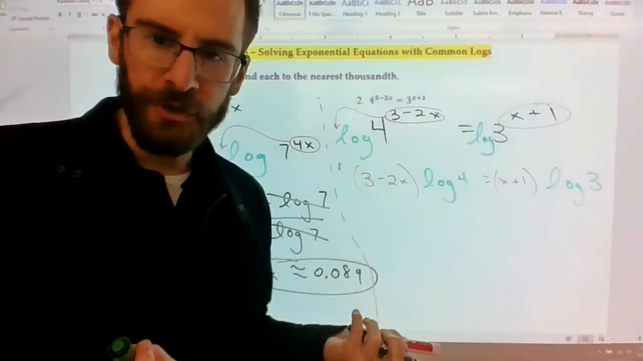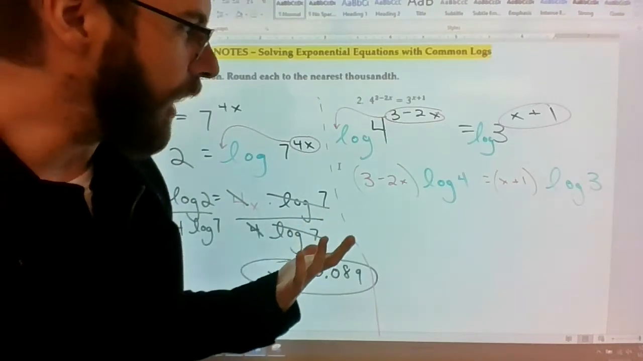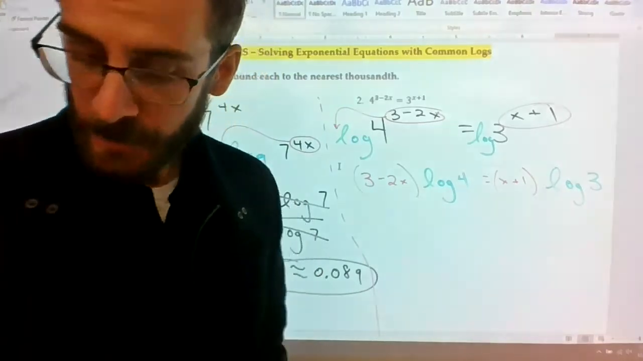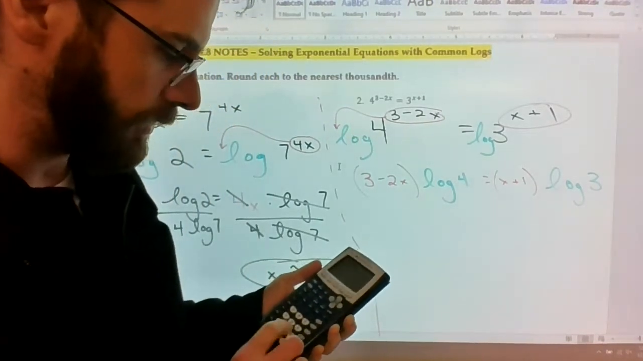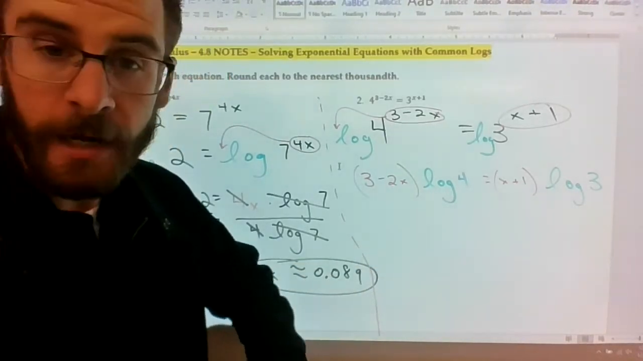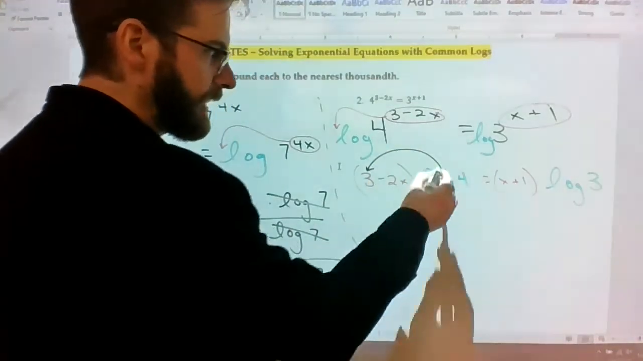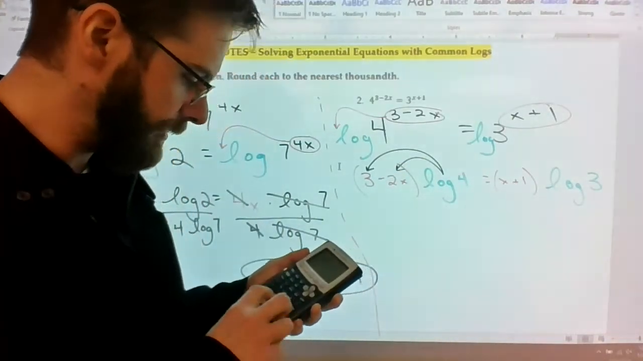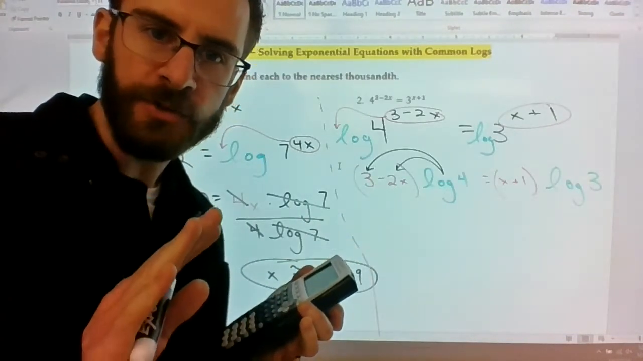Now there's a couple things you can do at this point. Most students, what they'll do is say, you know, I don't like dealing with these logs. The quicker I get them out of the equation, the better. So what you can do is you can come up with a decimal approximation for each one. Because here's what we got to do. We got to break open the parentheses. We got to take log of 4 times 3 and log of 4 times negative 2x. Okay? So 3 times the log of 4 gives me 1.806. And I'll be okay with you guys rounding on this assignment.